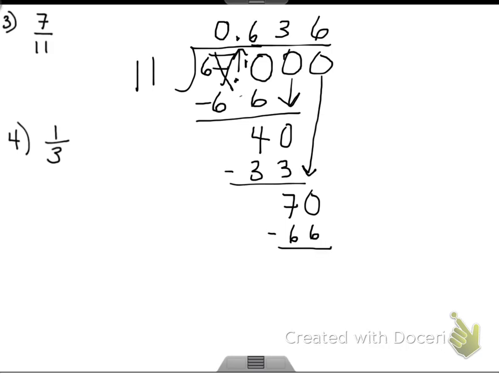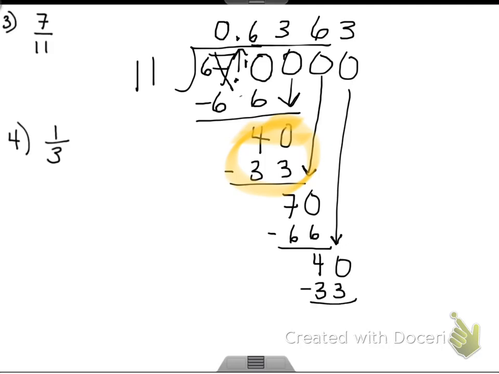I've done the subtraction before. I remember that it's 4. I add the 0. I bring it down. I've done this part right here already. So I know that 11 goes into 40 3 times, and 3 times 11 will give me 33. And I'm getting the same answers here again and again. So that means it's a repeating decimal. So I can write this as 0.63, make sure my decimal's clear, 63 hundredths repeated. That line across the top tells me it goes on again and again and again.